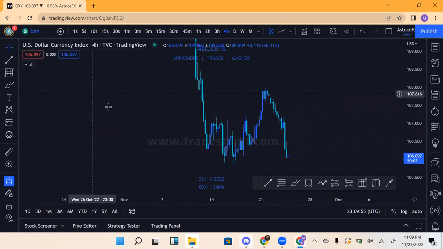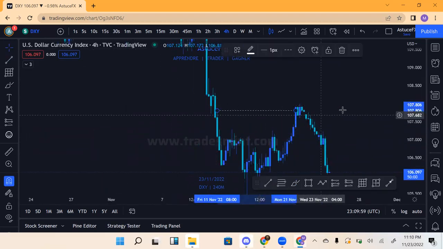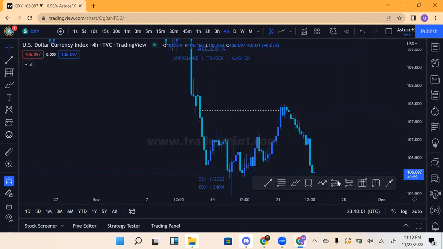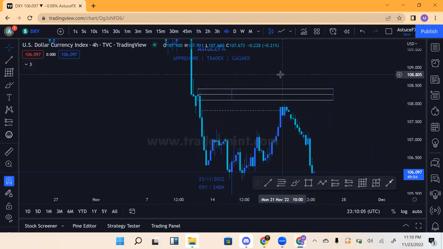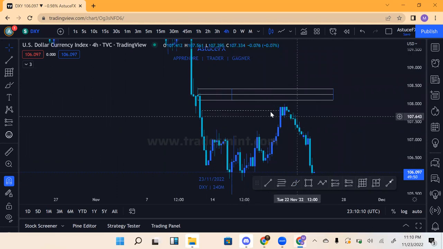On DXY here, you see the same thing. You see price took this week, which is actually the liquidity. There was the order block, but it didn't tap the OB. You see, it didn't tap the OB. Meanwhile, it did take the liquidity.